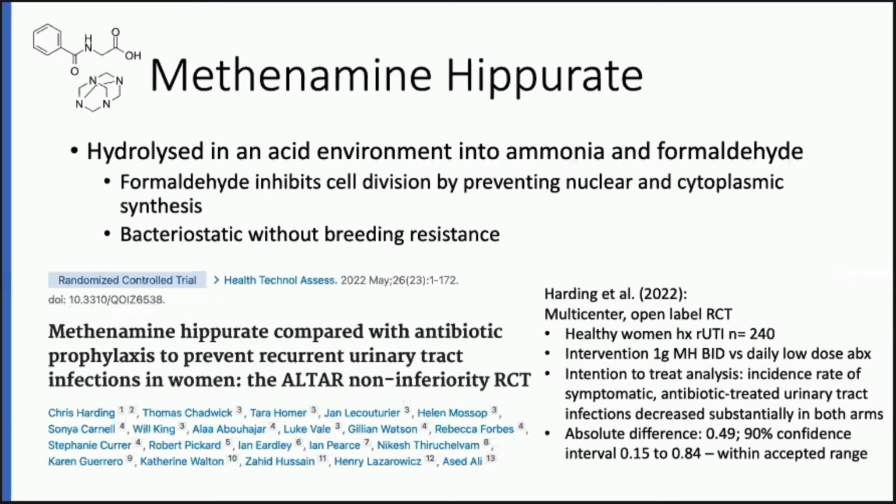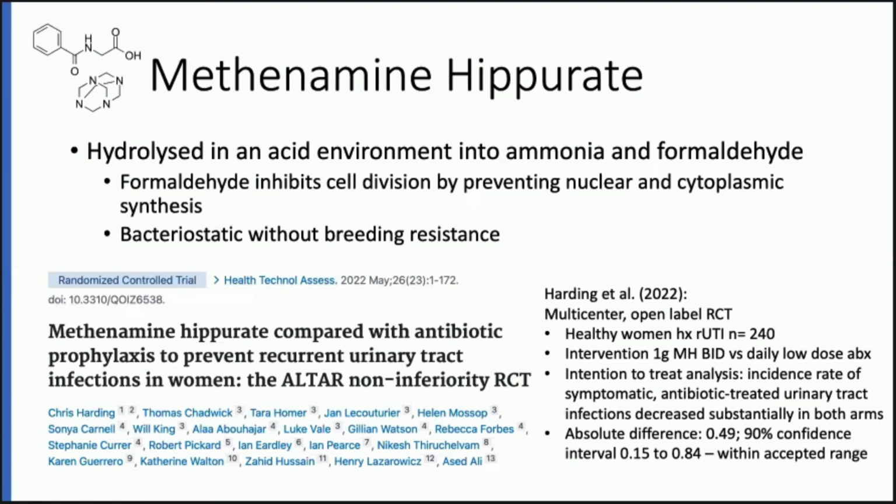Lastly, methenamine is also another agent that has been studied as a potential prophylactic agent. So when in an acidic environment, methenamine is hydrolyzed into ammonia and formaldehyde. And it's thought that formaldehyde inhibits cell division by preventing nuclear and cytoplasmic synthesis. So therefore, it acts as a bacteriostatic agent without breeding resistance.